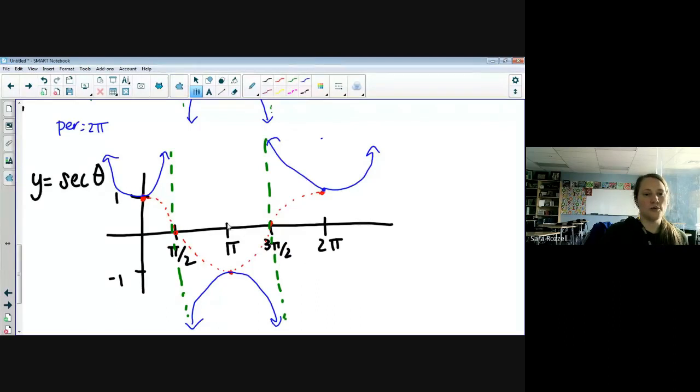We're going to do one with a number in the front just so you can see how that changes the graph. But then after that, I'll write down what all the transformations could be, and then you can work.